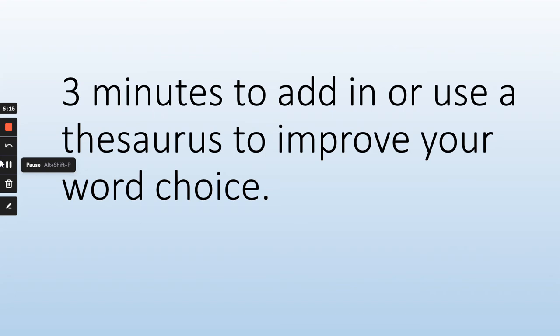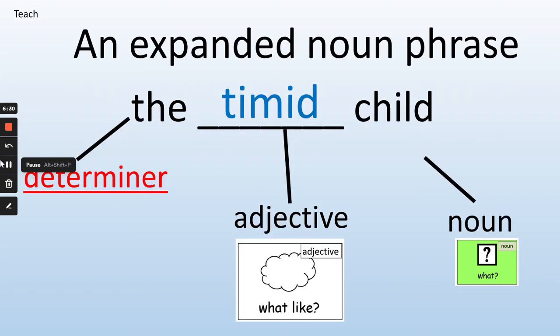Take some time now to add in some more expanded noun phrases. If you think you already have some in there, use a thesaurus to improve your word choices. Could you think of a more interesting adjective to use than timid or whatever word you've included? Press pause while you check that you have expanded noun phrases in your writing to describe the nouns, the person, place, or thing in your sentences. Press pause now.